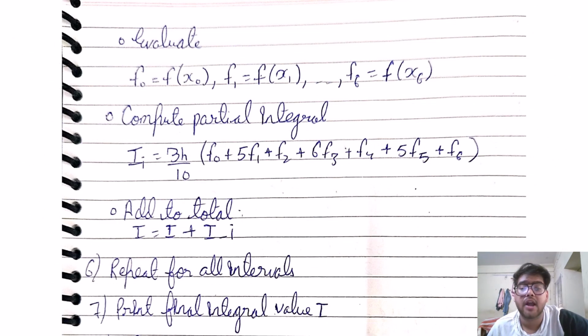Then we will evaluate f naught is equal to f of x naught, f1 is equal to f of x1, and so on. F6 will be f of x6. Compute partial integral I is equal to 3h by 10 in bracket f naught plus 5f1 plus f2 plus 6f3 plus f4 plus 5f5 plus f6. And this we will add to total, I is equal to I plus I. Repeat for all intervals. Print final integral value I.